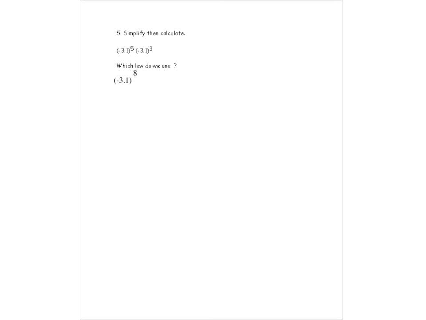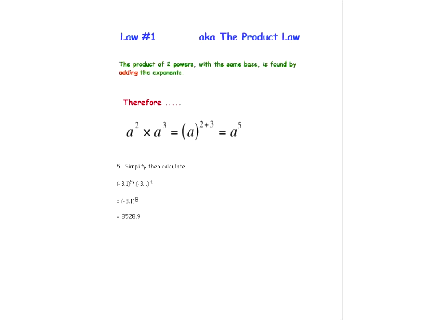So you just take that minus 3.1, and then you should have some button that looks like y to the x, or something like that. You press the y to the x button. That tells you you're going to input an exponent, and then you're going to write 8 as the exponent, and then you press equals. And when you do that, you should get 8,528.9. Okay? So give that one a try. If you don't have your calculator handy now, give it a try later on, and make sure that you can get 8,528.9. Okay, but again, it says simplify, and the simplify part means use exponent laws. The calculate part just means, use your calculator to find out what number this actually is.